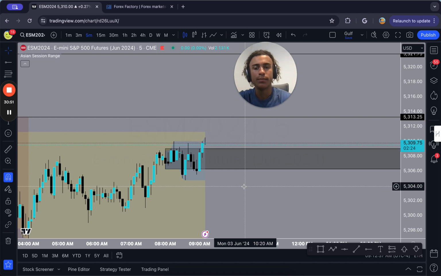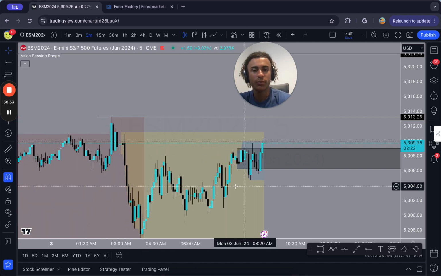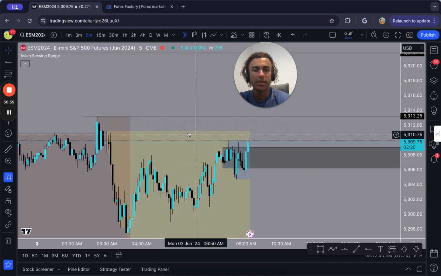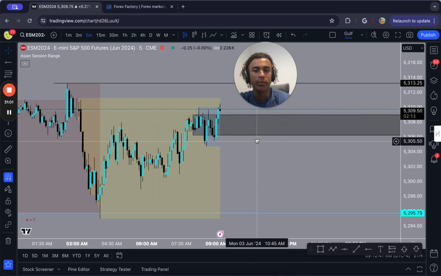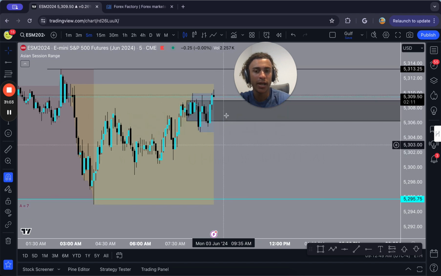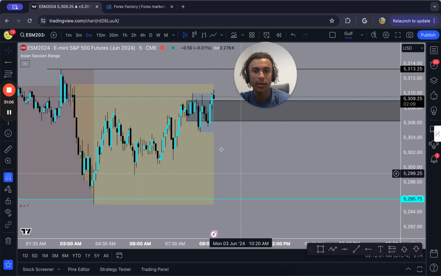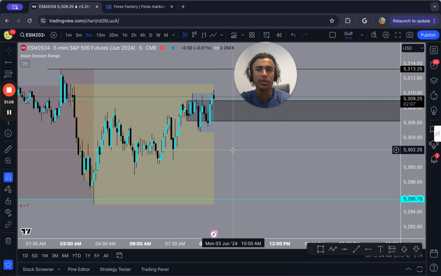So I'm just watching right now, really just looking for some form of a clean setup. This is not a clean setup at all. A clean setup would be a break above this, a break and retest, or it could even be a rejection off of this. It could be a break to the downside and then a retest, and then targeting this level. But currently, this is not clean. This is just choppy.